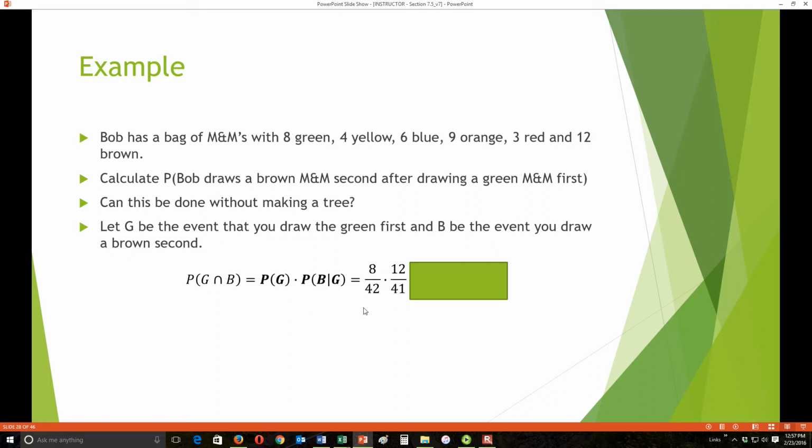Now, I've already drawn an M&M. We're going to assume you're not going to put it back. We're assuming you're going to go ahead and eat it. So that means I still have 12 brown to choose from, but only 41 M&Ms to pick from overall. Now we're just going to simplify and multiply out for our answer.